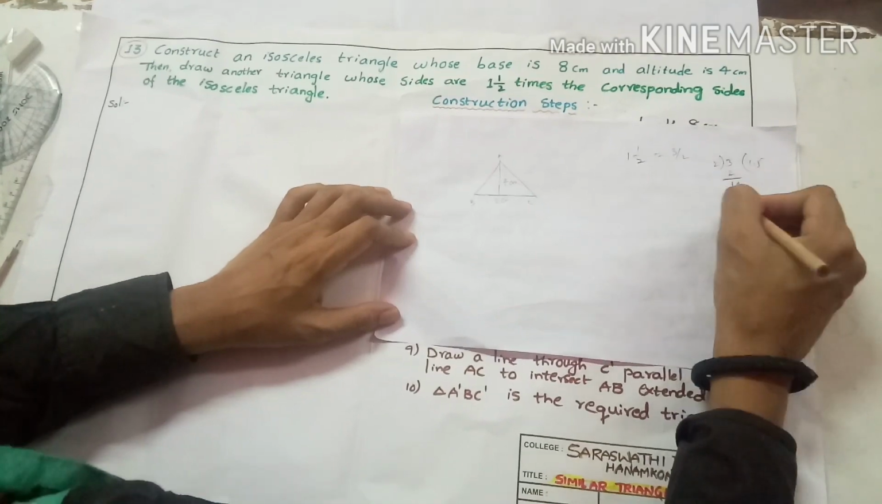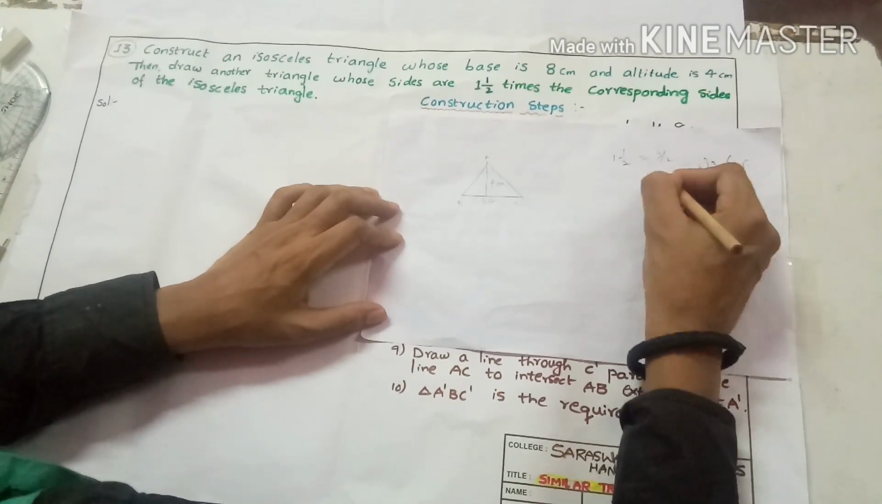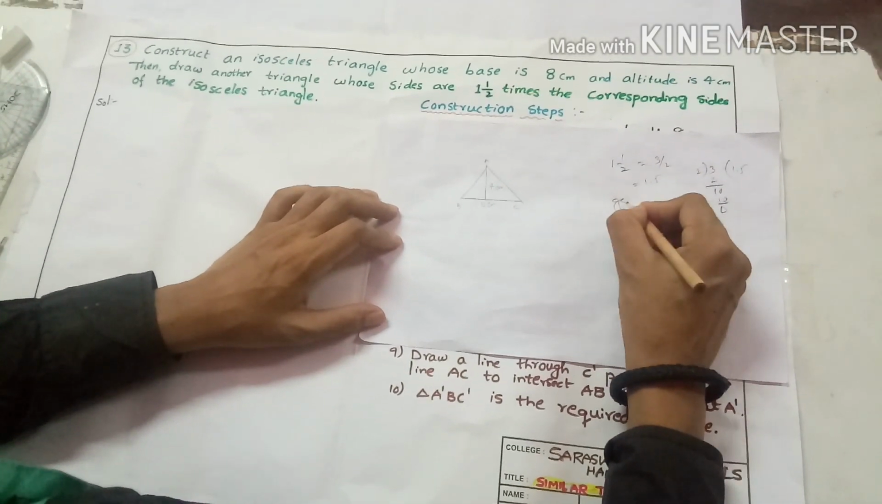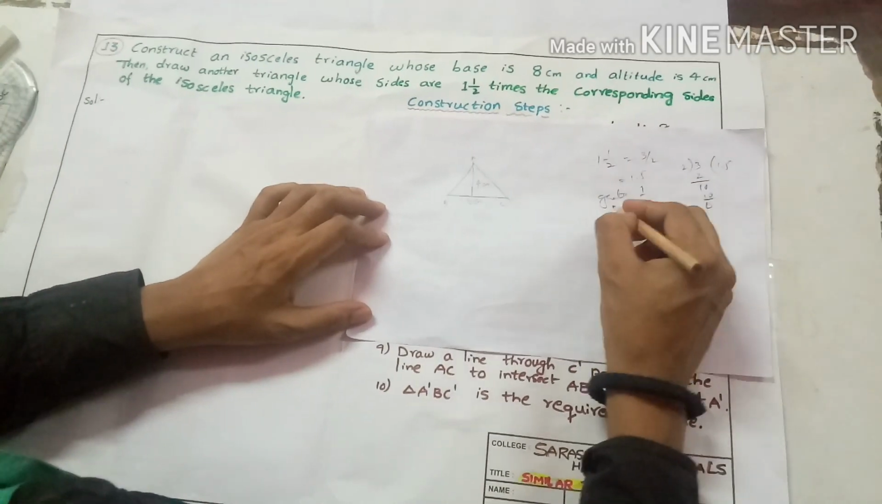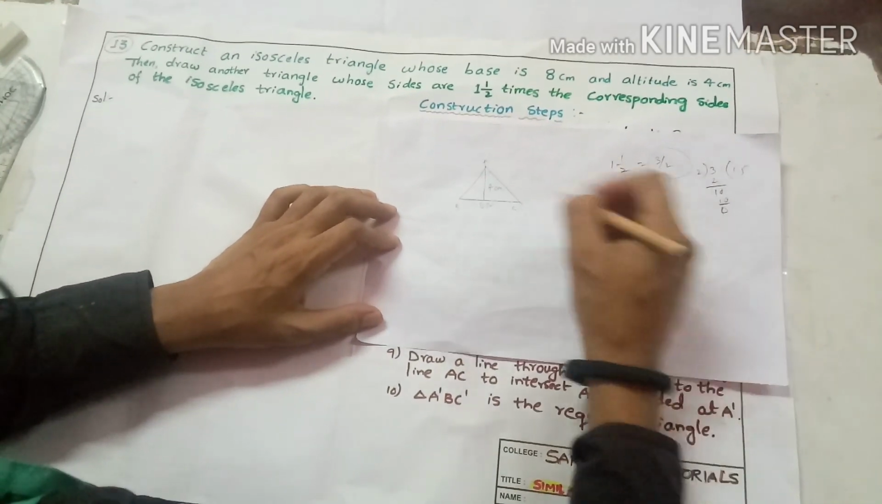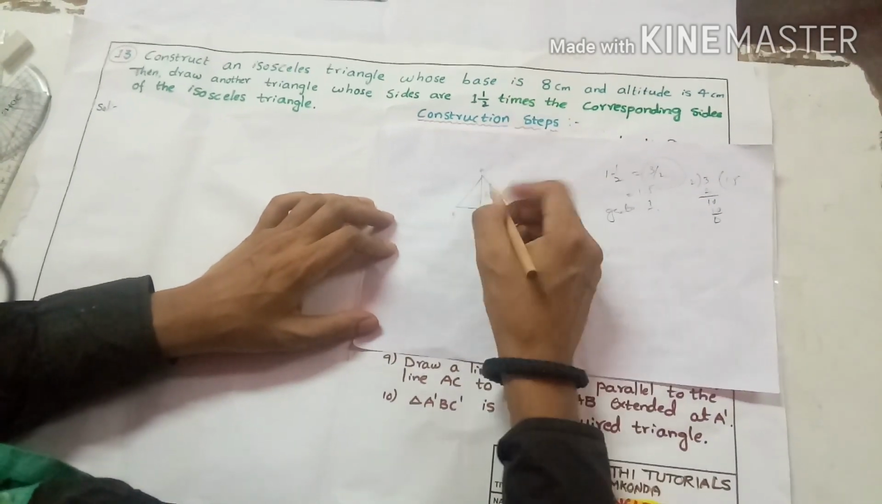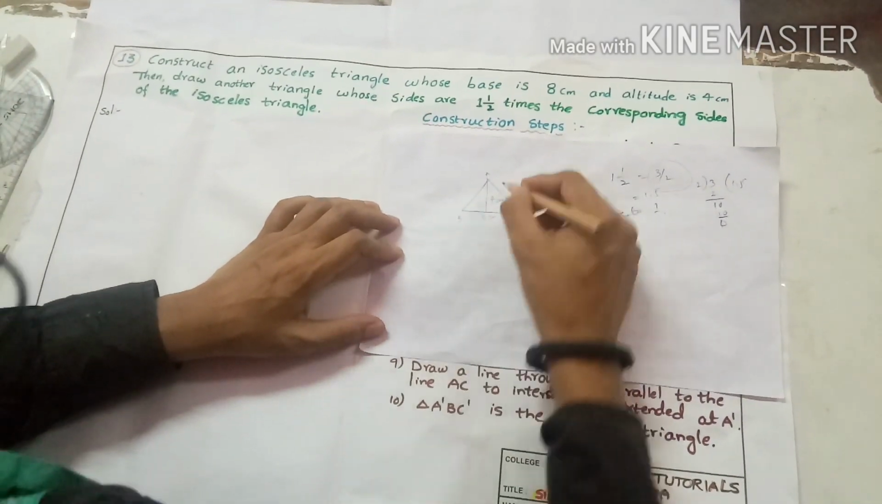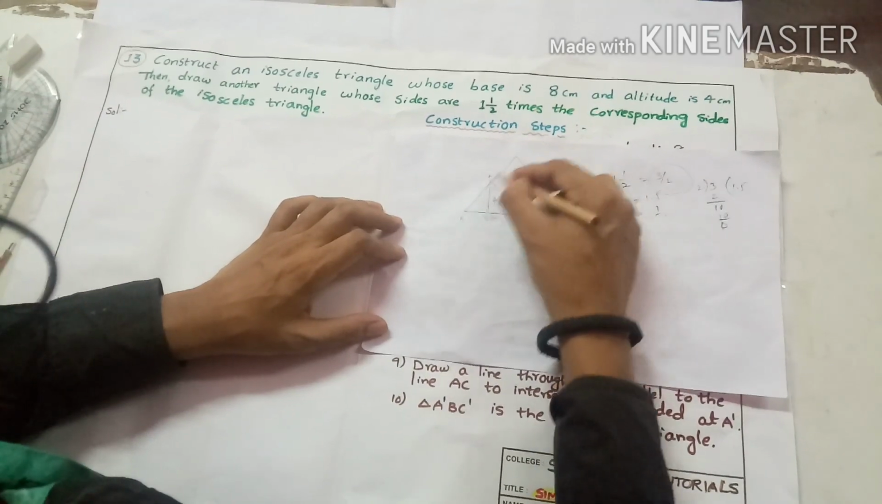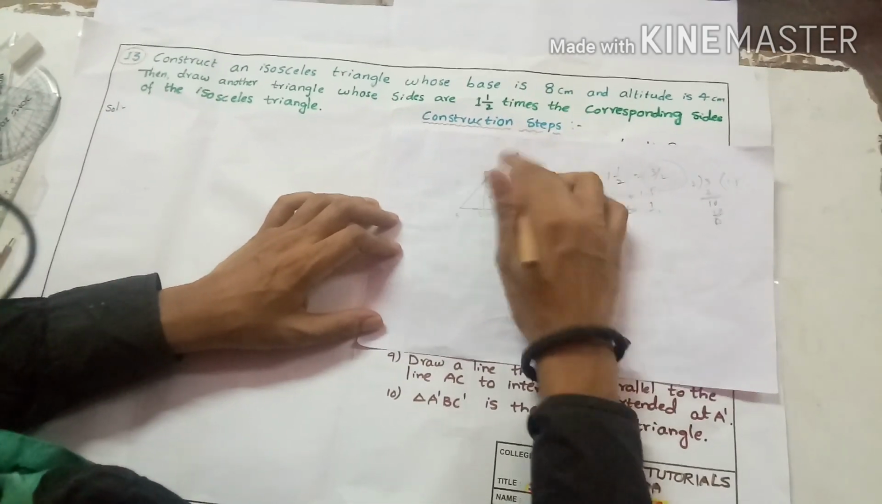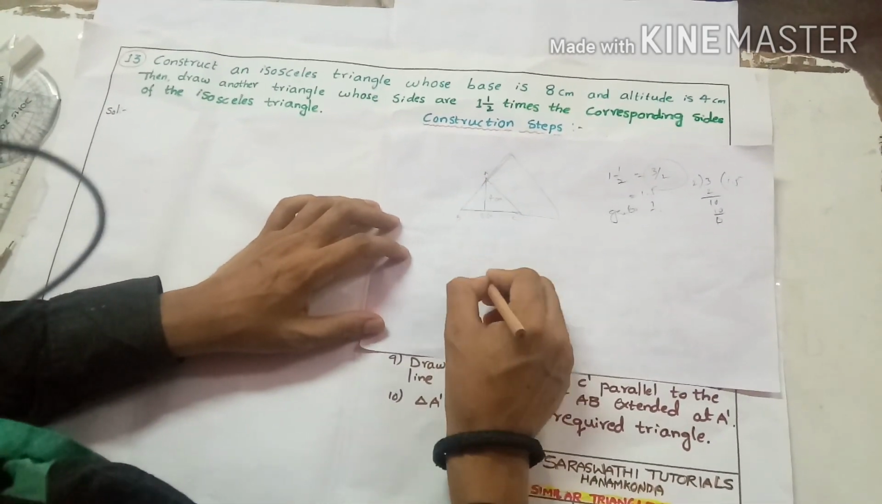So its value is 1.5. That means it's greater than 1. So the required ratio is greater than 1. That means the required triangle is bigger than the given triangle. Okay. So the required triangle must come outside the given triangle. Okay. So let us see how.